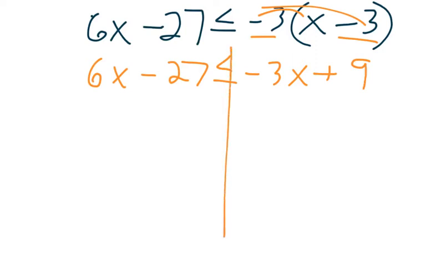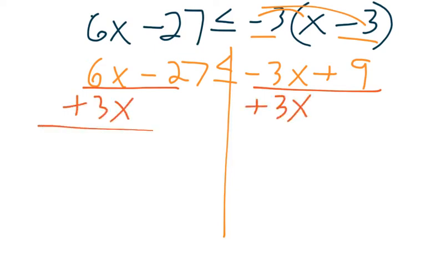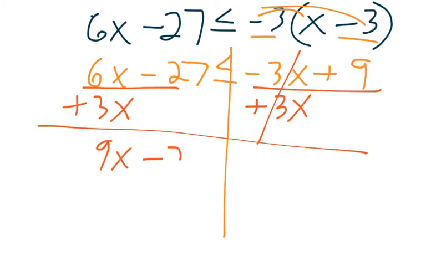So we want to get our variable terms on the same side now because we don't have any like terms on either side. So I'm going to move the smaller variable term by adding 3x to both sides, because negative 3x is smaller than 6x. So 6x plus 3x is 9x, minus 27 is less than or equal to 9. What's left on the right-hand side? And now it's a two-step inequality.